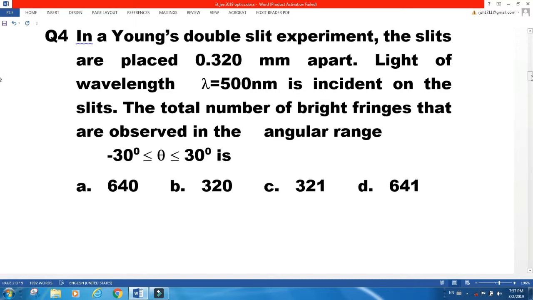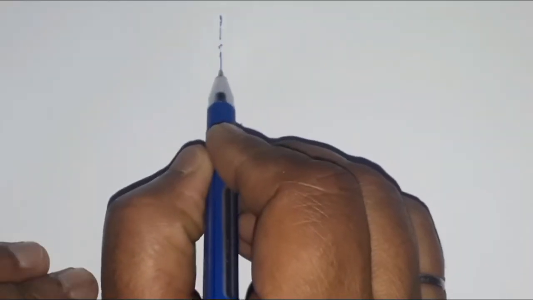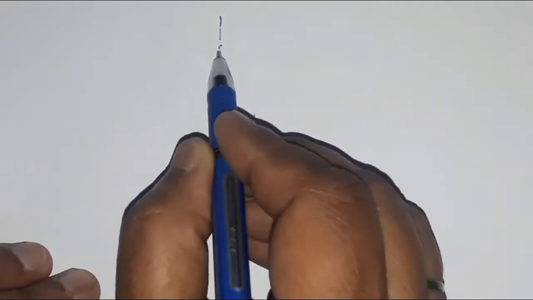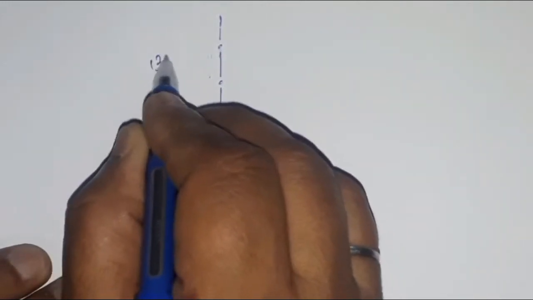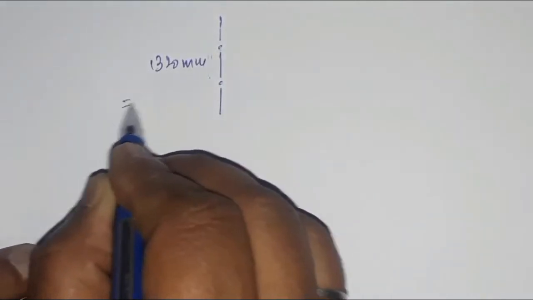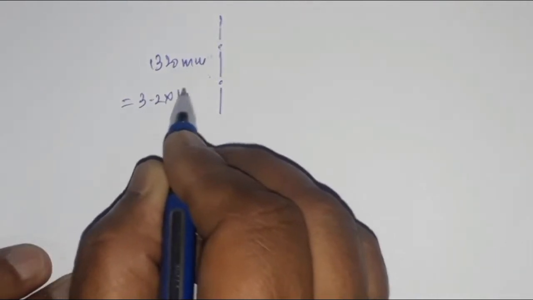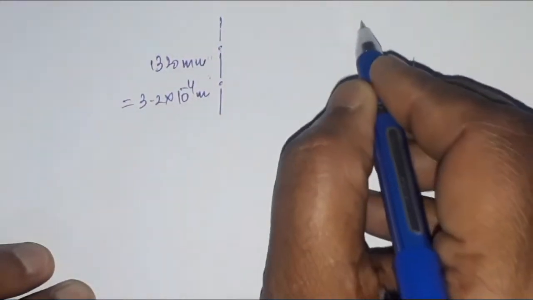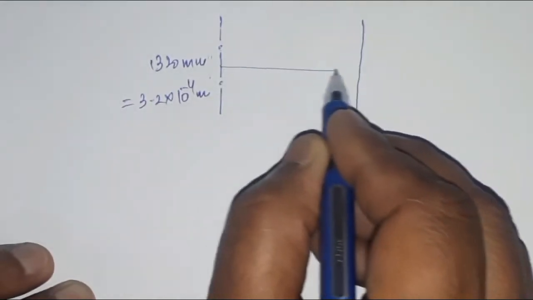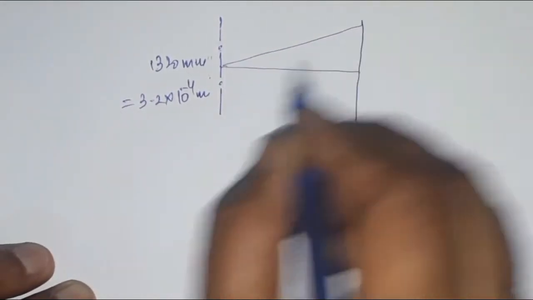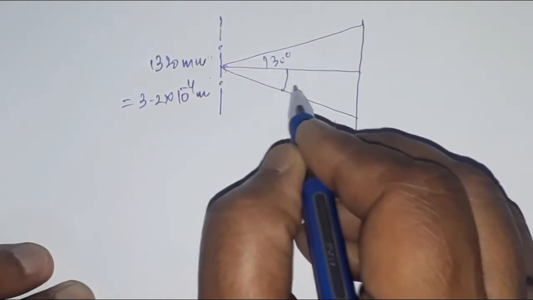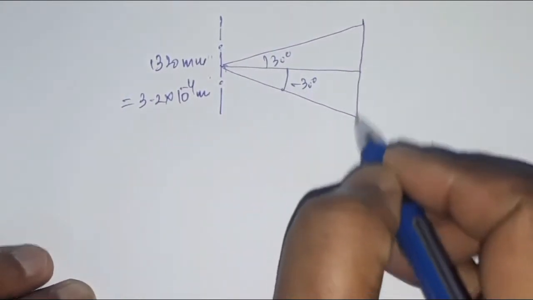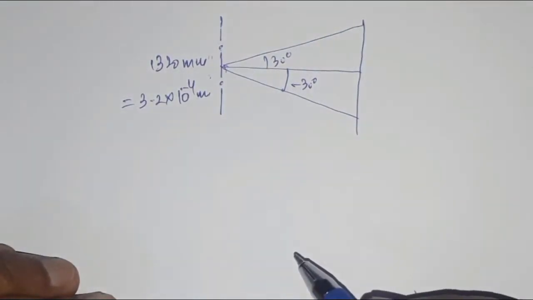In this question, two slits are given like this. You can consider that these two slits are the sources, and this width is 0.320 millimeter, that means 3.2 into 10 raised to the minus 4 meter. Here this is the screen. We have to find the number of fringes between this 30 degree and this minus 30 degree. In this region you have to find the total number of fringes.